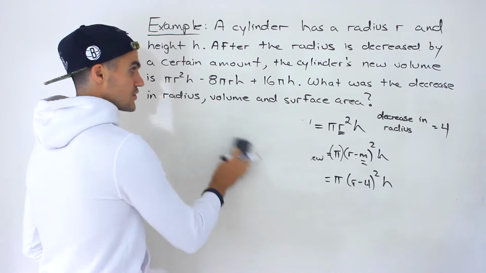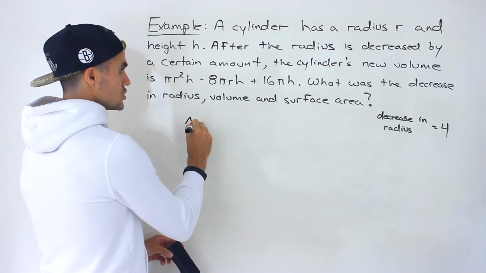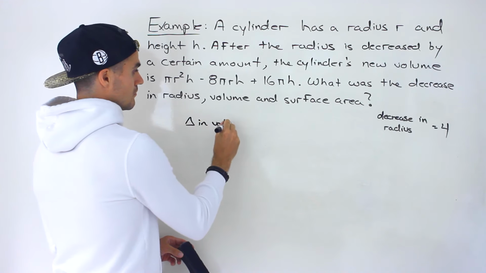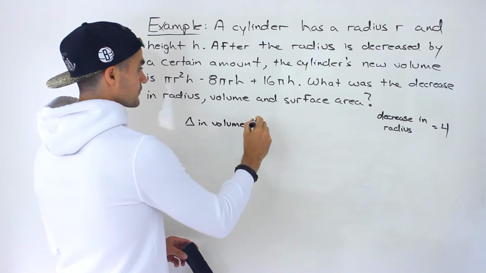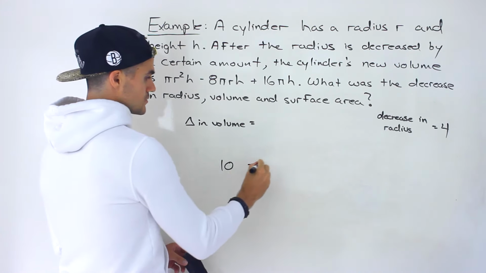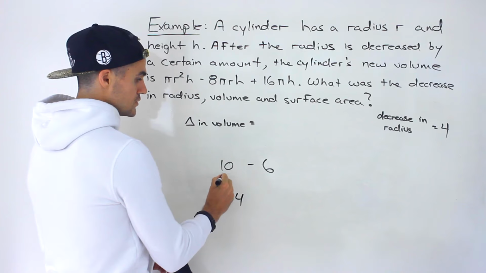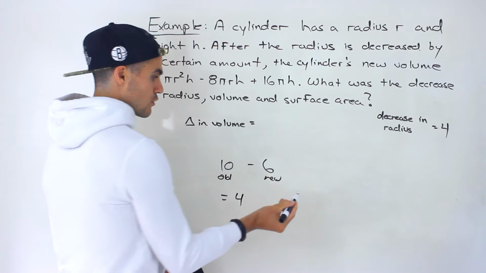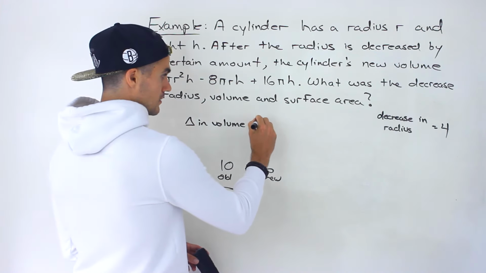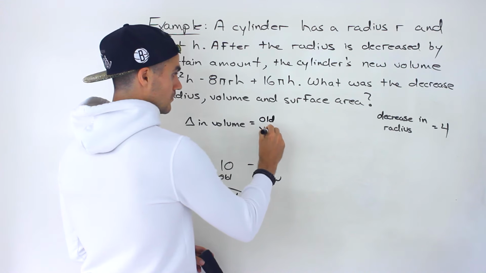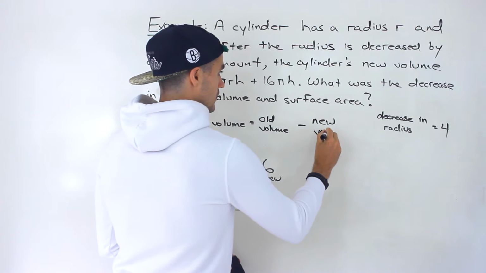Actually, the surface area is going to be tougher than the volume. What's the decrease in the volume going to be? Well, it's just going to be the change in the volume. And it's basically going to be, so if something goes from like 10 to 6, notice how the decrease here is 4. So what we do is we take the old amount and we're subtracting the new amount to get the decrease, if that makes sense. So what we're going to be doing here is taking the old volume and then subtracting the new volume.